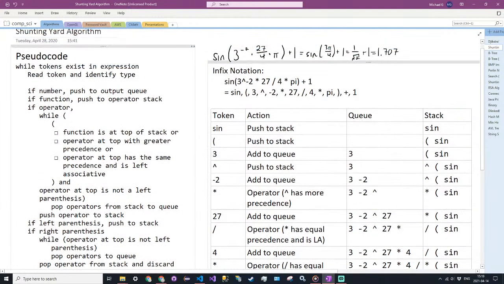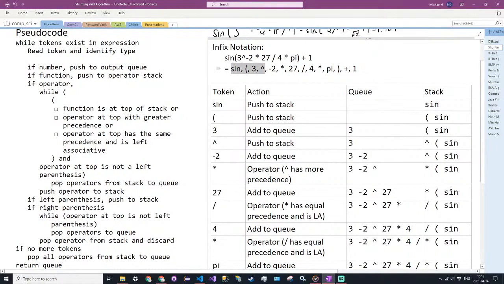All right, so we will start just by going through the tokens. As we separated them in the token parser, sine is a function, so you push it to the stack. So the stack has sine now. Left parenthesis, push it to the stack. We're representing the stack as the leftmost element being on top. In a list, it would be the other way, where the top of the stack would be the last element.